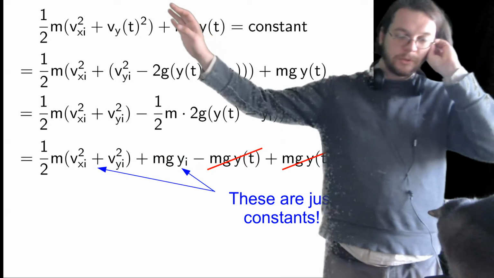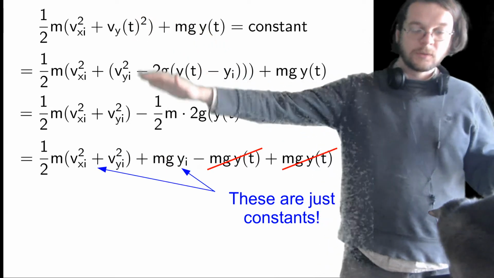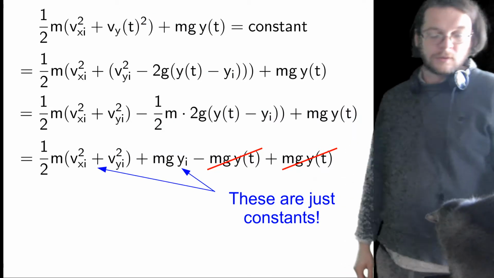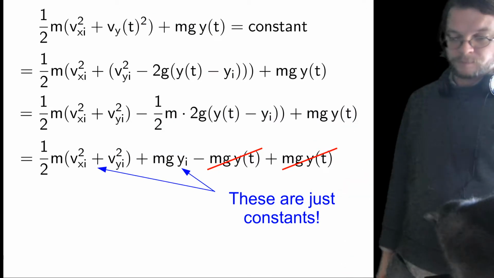So we've managed to show that this thing, which has a bunch of time variables, ends up being equal to something that does not have a bunch of time variables. That's a very helpful thing to find out.